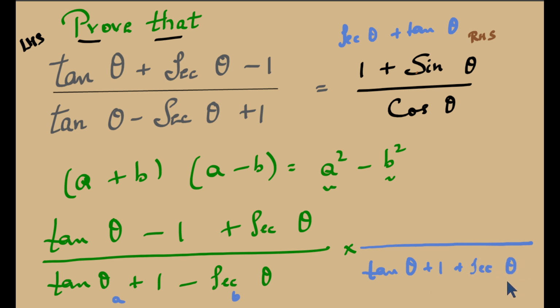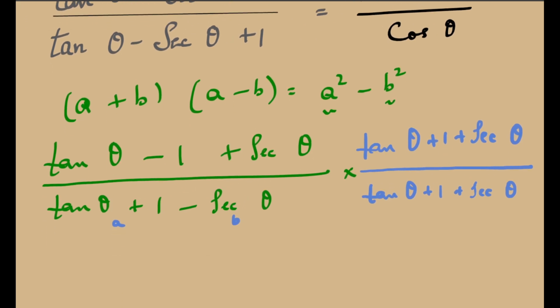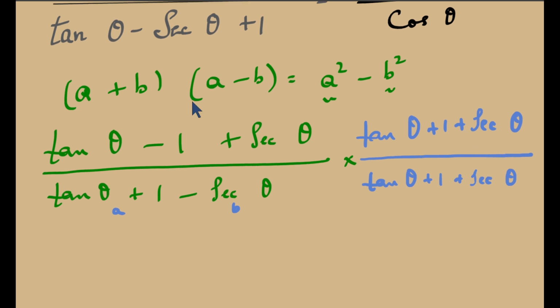And whatever is multiplied in the denominator, the same expression has to be multiplied in the numerator also, so the value of the fraction is unaltered. So we have multiplied both the denominator and numerator by this. Now we are considering this as A and secant theta as B, right? So here also tan theta plus 1 is A and secant theta is B.